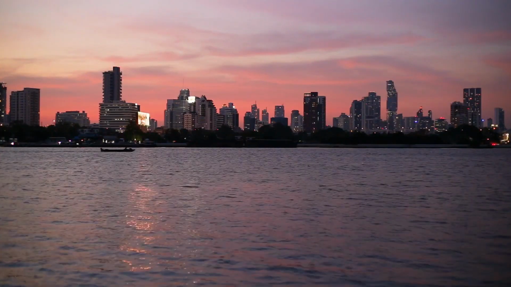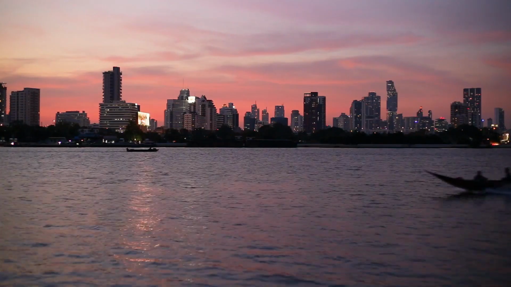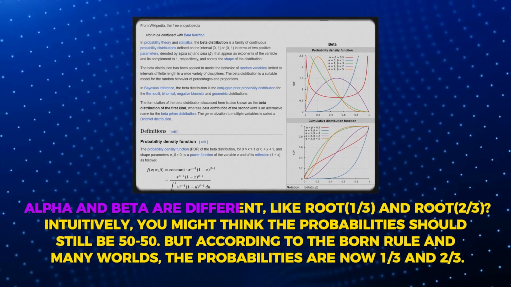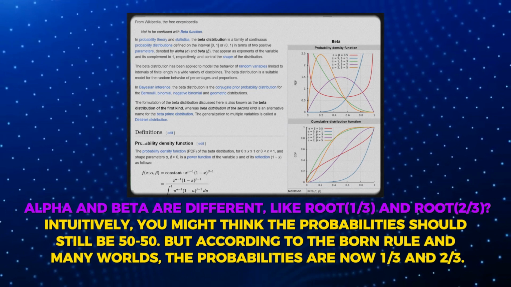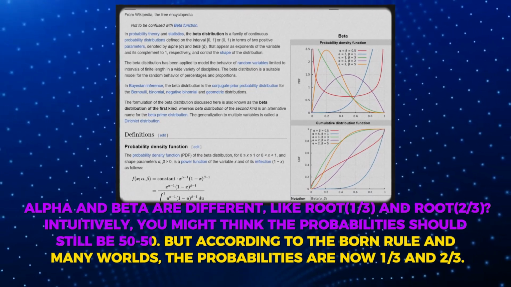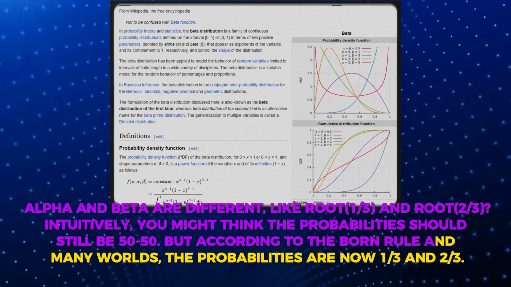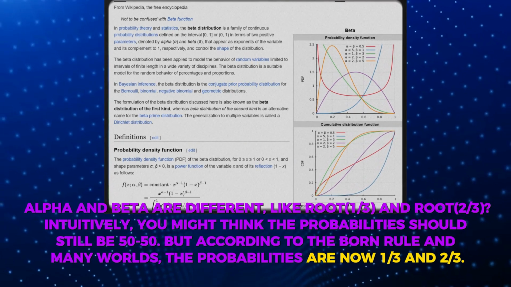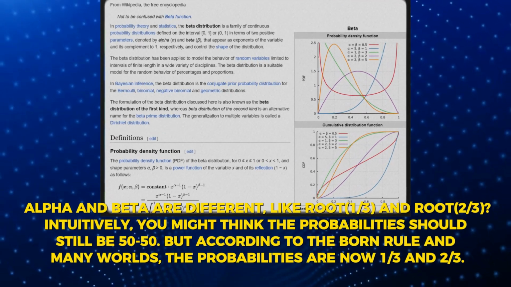Back to our quantum coin. If alpha and beta are equal, then each outcome, heads or tails, gets equal probability, just like our clones in 2 cities. That's the Born rule in action. But what if alpha and beta are different, like root a third and root 2/3? Intuitively, you might think the probability should still be 50-50, but according to the Born rule in many worlds, the probabilities are now 1/3 and 2/3.